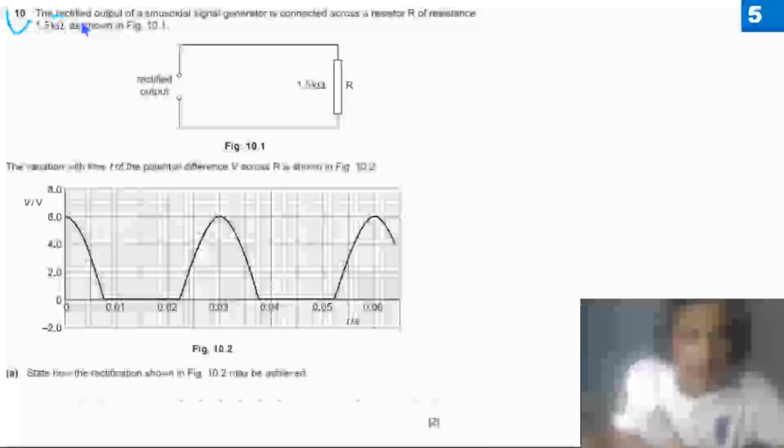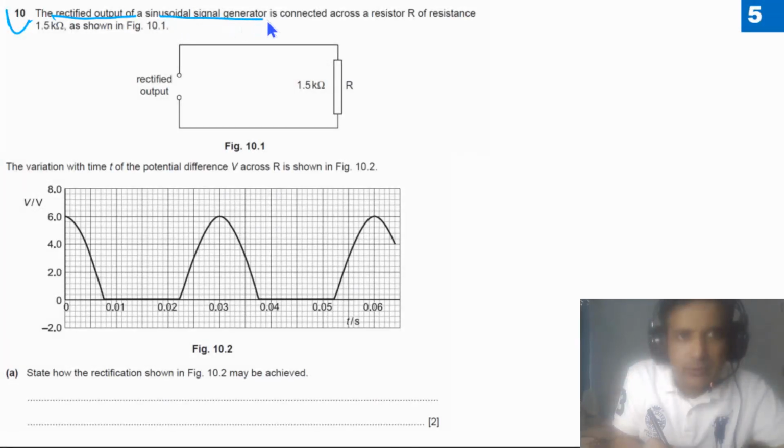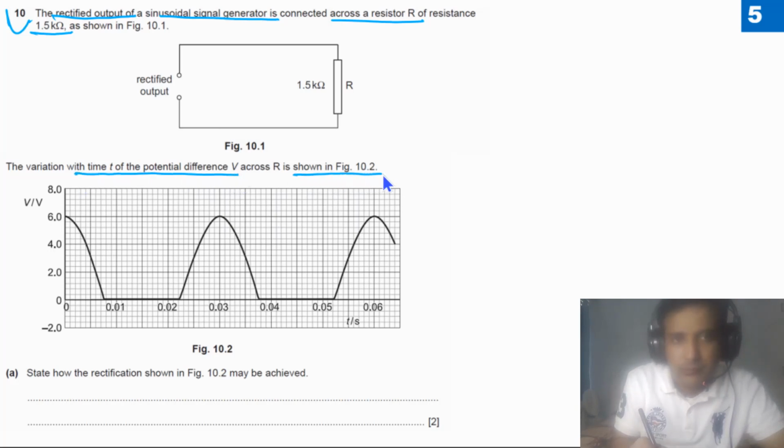Question 10 says the rectified output of a sinusoidal signal generator is connected across a resistor capital R of resistance 1.5 kilo ohms as shown in figure 10.1. The variation with time t of the potential difference V across R is shown in figure 10.2. For part A, we need to state how the rectification shown in figure 10.2 may be achieved.